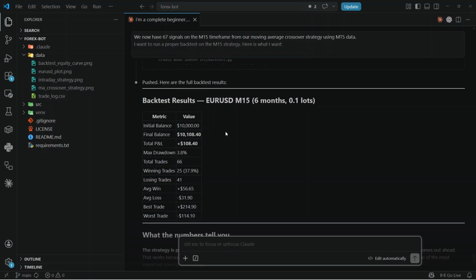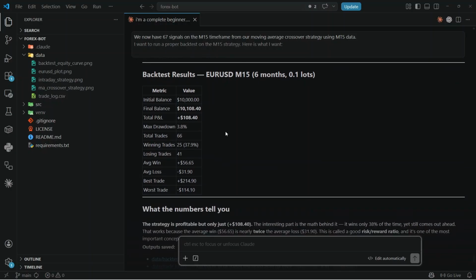Final balance: $10,108.40. Total profit: $108 on a $10,000 starting balance. That's just over 1% in 6 months. Profitable, but only just.